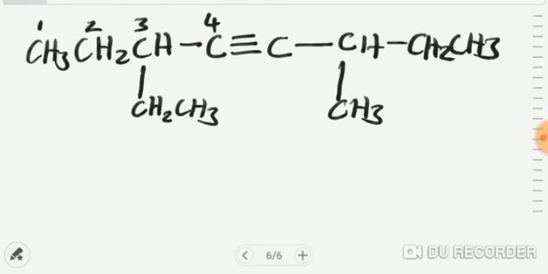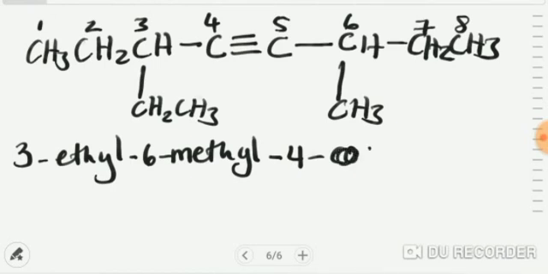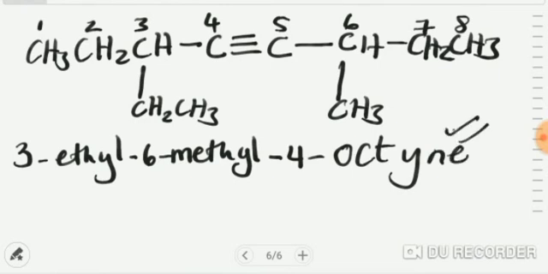Let's check the longest carbon chain. You can see that we started naming from the end closest to ethyl because we have to check the alphabetical order of the substituents. Ethyl is on position number 3. Since E comes before M, we start numbering from the carbon closest to ethyl. So on position number 3 we have ethyl, on position number 6 we have a methyl, and on position number 4 we have our alkyne. The parent name of this whole hydrocarbon is oct, so we have 4-octyne, right?